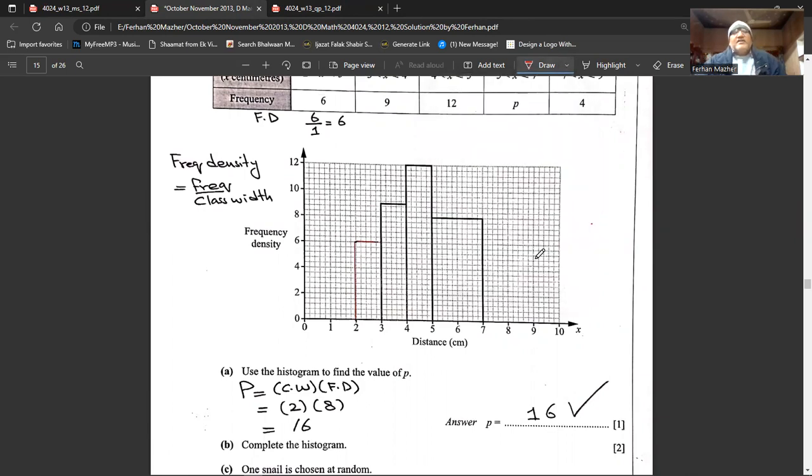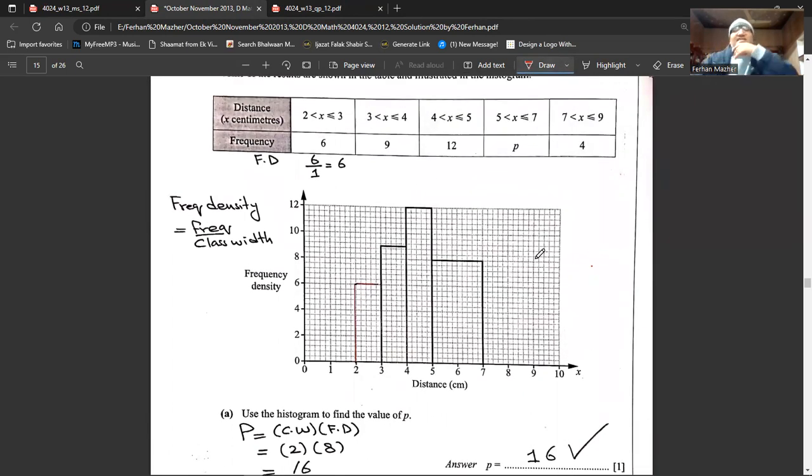The last class in the frequency histogram I forgot to make. It's from 7 to 9. Its class width is 2. Its frequency is 4, so it will be 4 divided by 2, and you will get the frequency density, which will be 2.